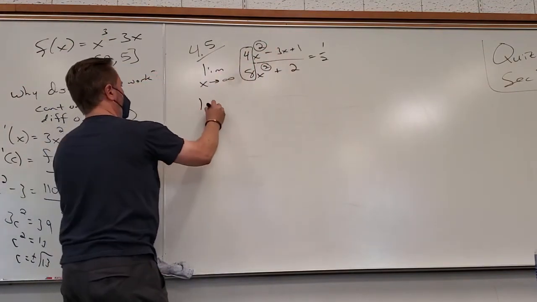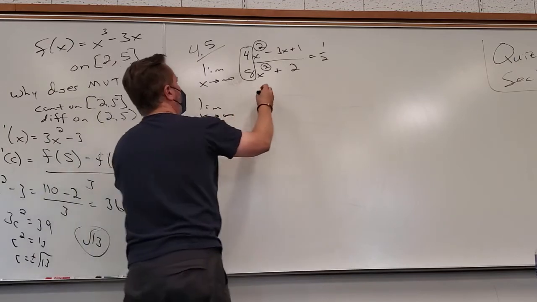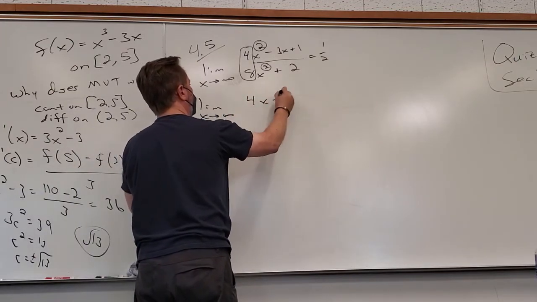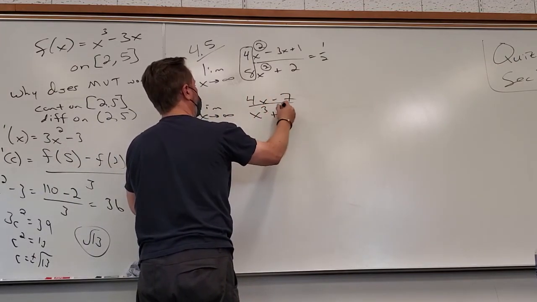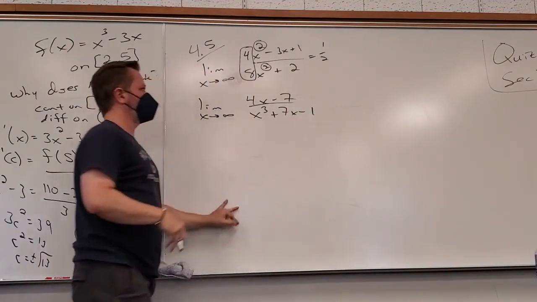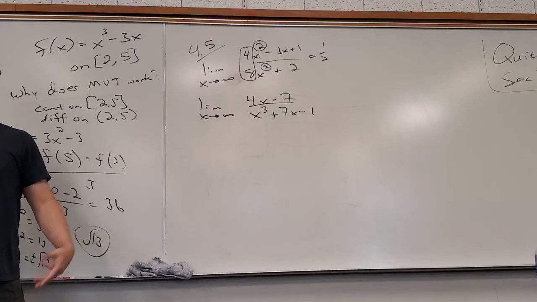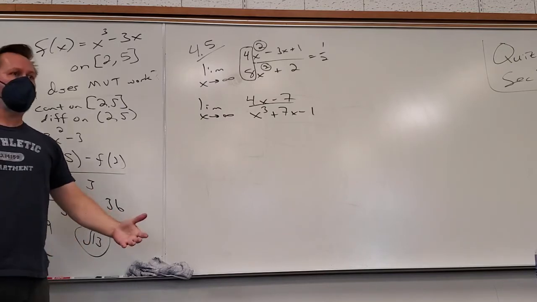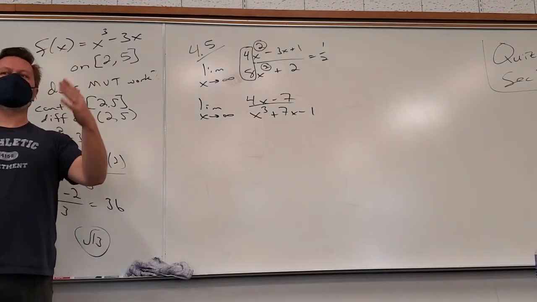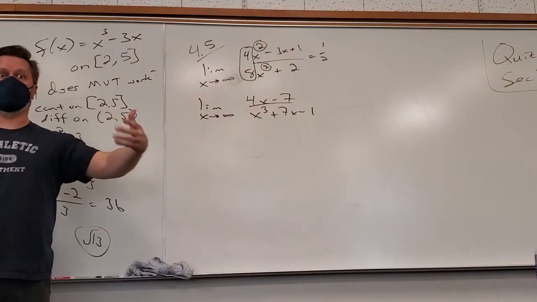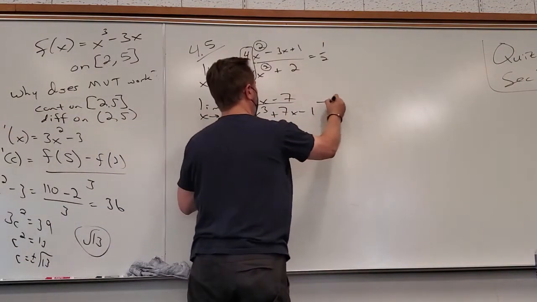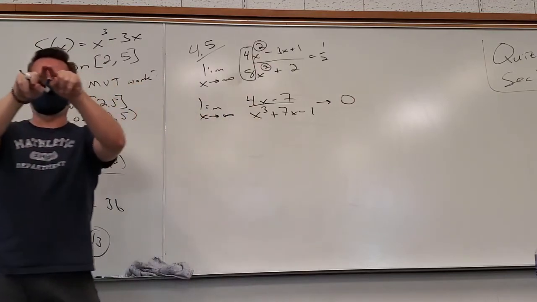What about this guy? Which one's growing faster, the top or the bottom? If the bottom's going faster than the top, the whole thing is getting smaller because I'm dividing by bigger and bigger, so of course it's going to go to 0. So then I'm going to have a horizontal asymptote on the x-axis.